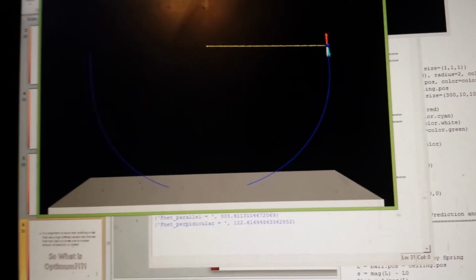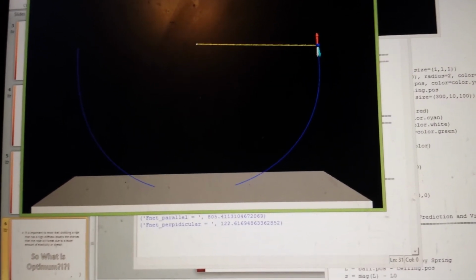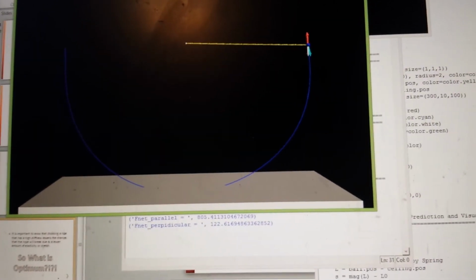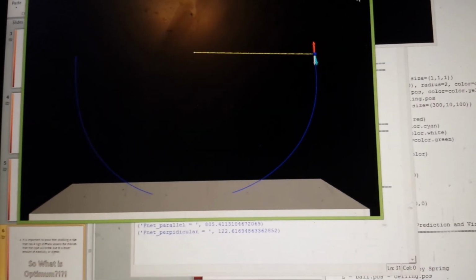So now you know how important spring constant is in determining a rope that best works when you're trying to free fall by swinging. It's not the same as a bungee rope.